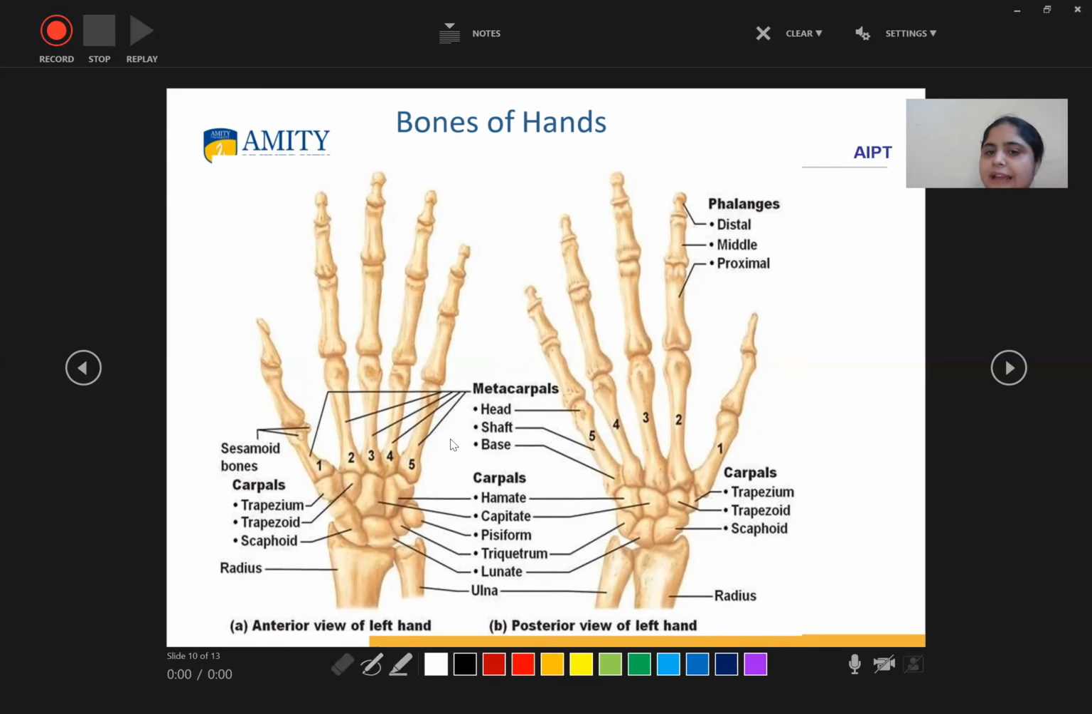They are numbered like that. Each has 3 parts: head, shaft, and base. Then we have the phalanges: proximal phalanx, middle phalanx, and distal phalanx. So there are 14 in each hand.